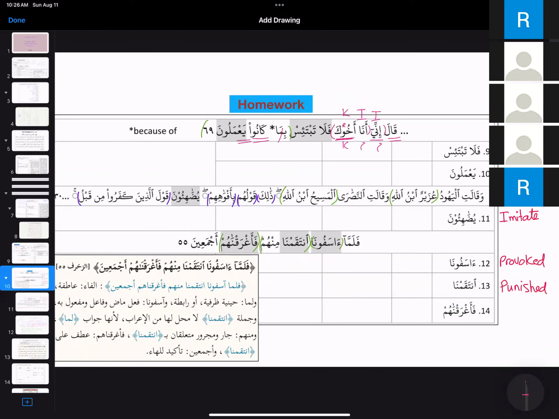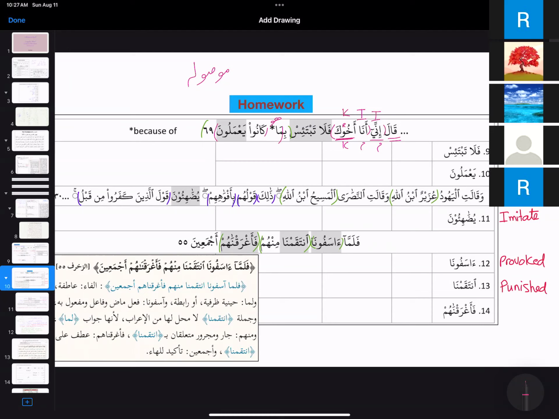Now, bima kanu ya'malun. This ma that came, what kind of ma is it? Ism mawsul. It could be ma mawsula, because of what you used to do, right? But when we have a mawsula or any ism mawsul, what do we need after it? Silatul mawsul, the sila. Okay, so this is our sila, but we need one more thing, the aid. Ma has hua in it.